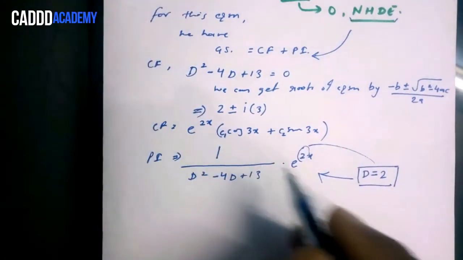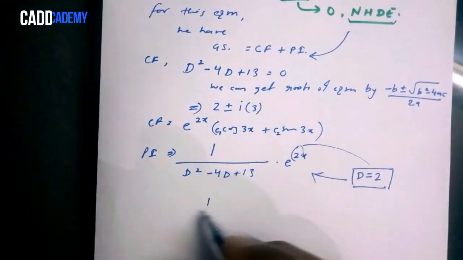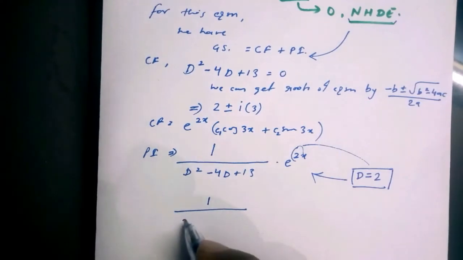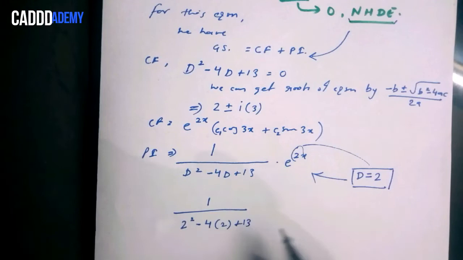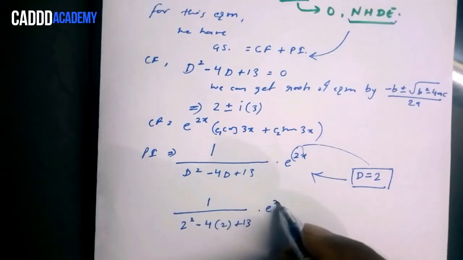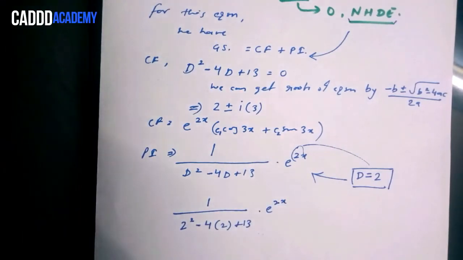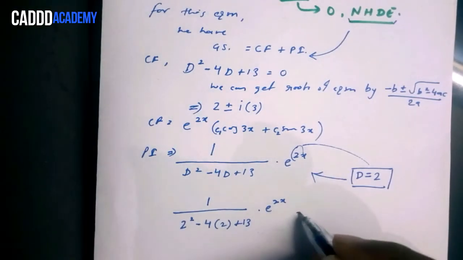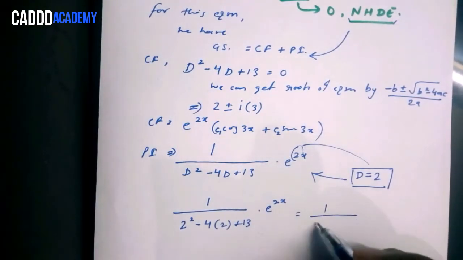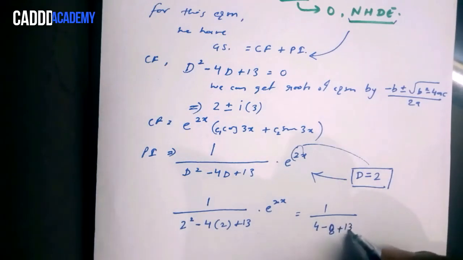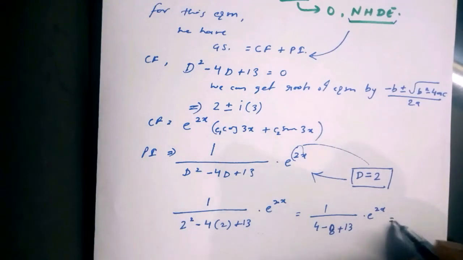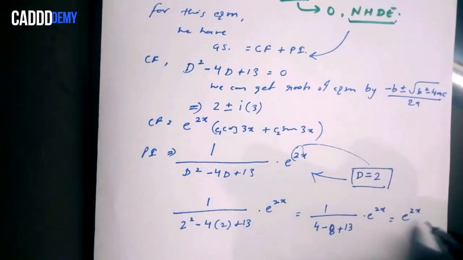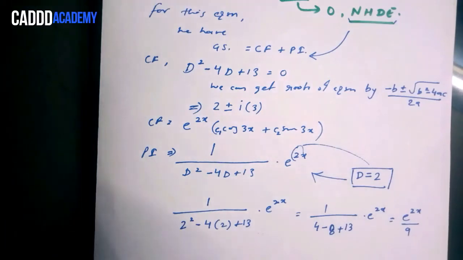Putting D equal to 2 in this equation, we will have 1 by 2 square minus 4 into 2 plus 13, into e to the power 2x. Now solving this, we will have 1 by 4 minus 8 plus 13, into e to the power 2x, which will be e to the power 2x by 9.